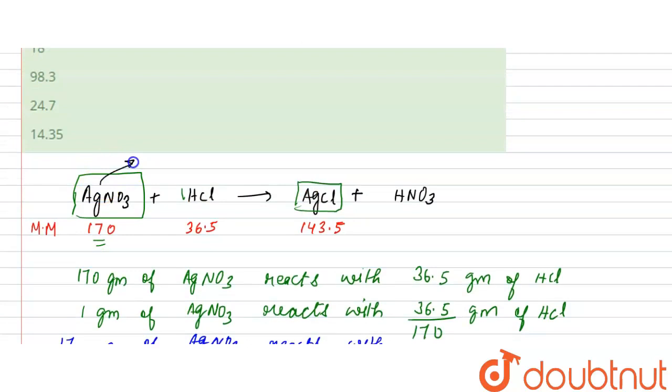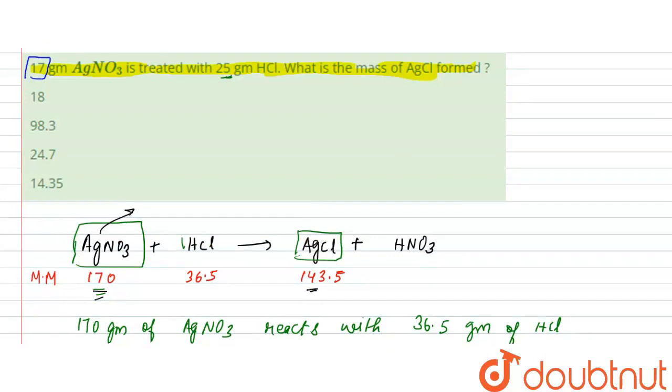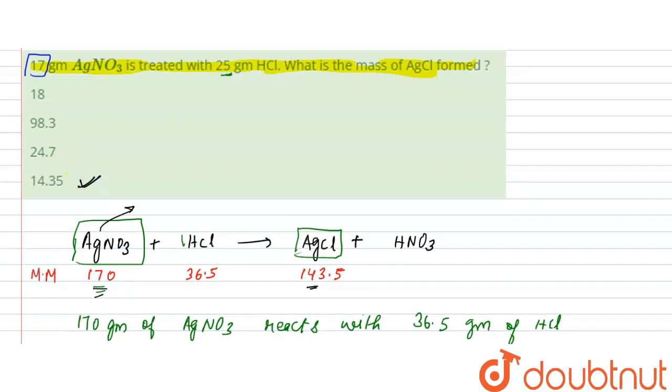This reagent is completely utilized. It is the limiting reagent. So we will proceed through the limiting reagent. So 170 is giving you 143.5 gram AgCl. So 17 gram will give you 14.35. So the correct choice is option D. So we'll write here that option D is correct, right? I hope you have understood.